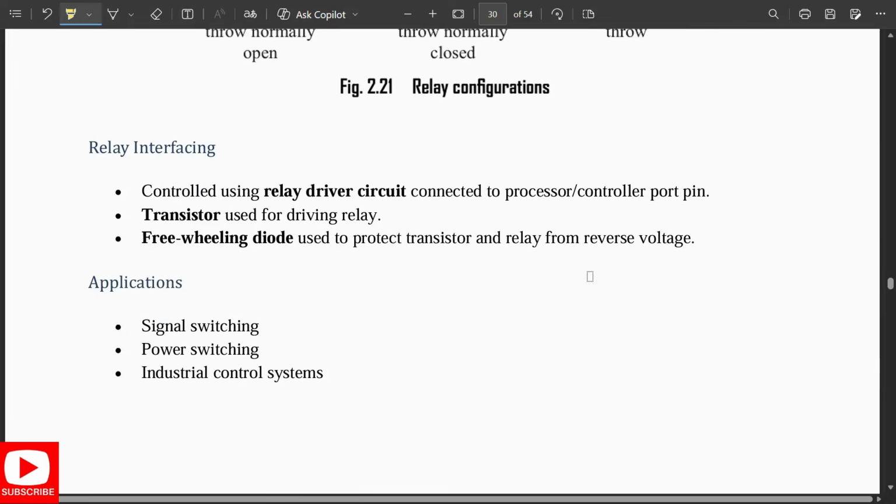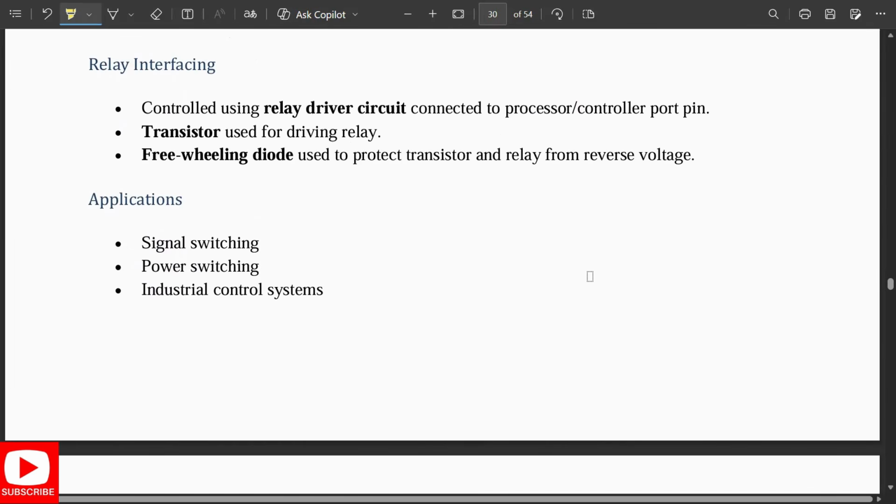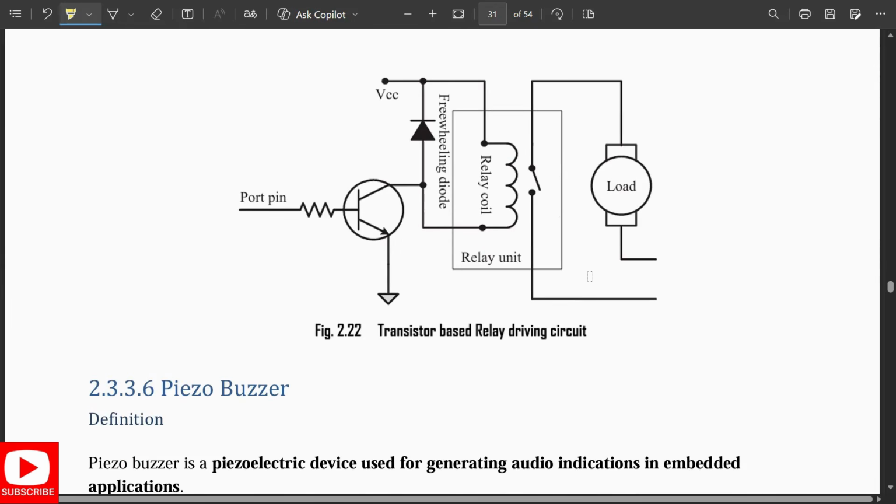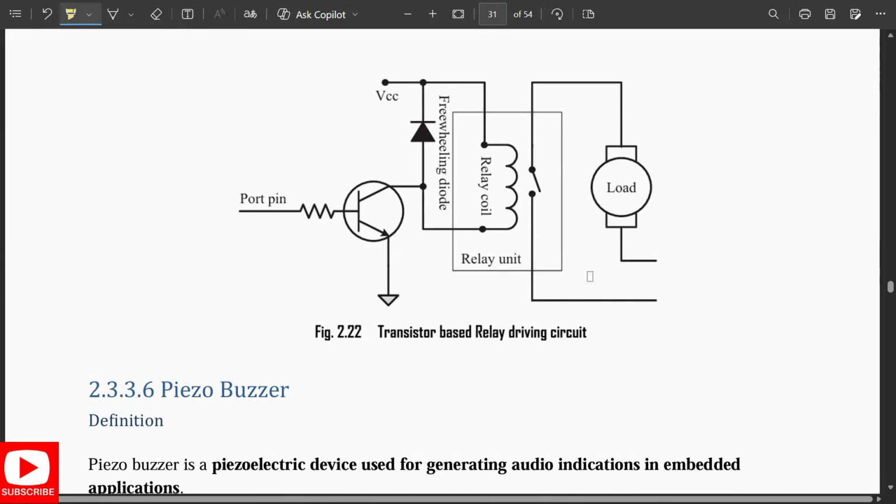So next is the relay interfacing. Here the relay driver circuit is connected to the processor port pin. A transistor is used for driving the relay and a freewheeling diode is used to protect the transistor and relay from the reverse voltage. So this is a transistor based relay driving circuit.